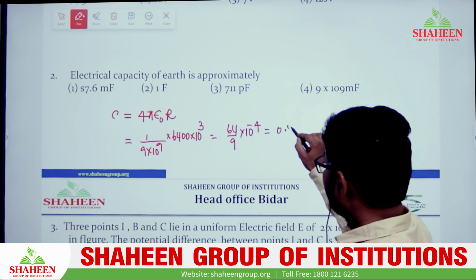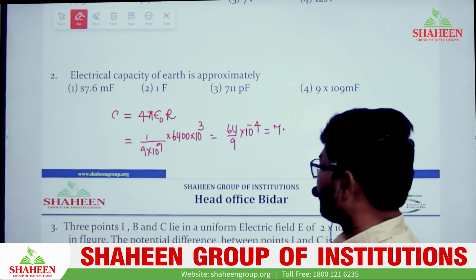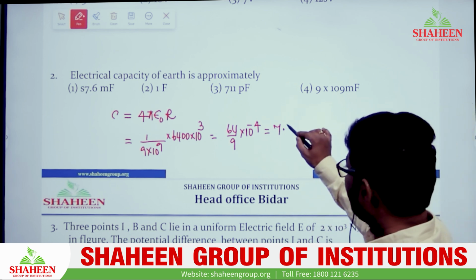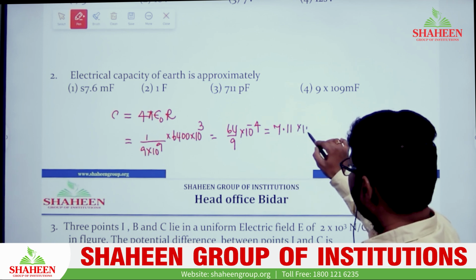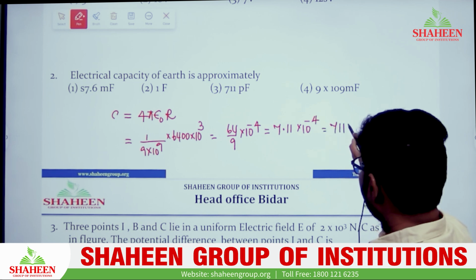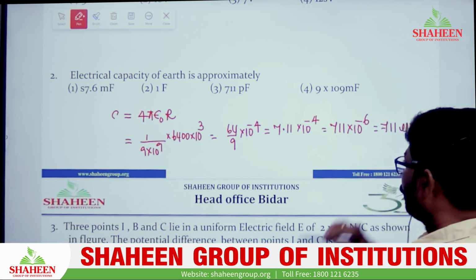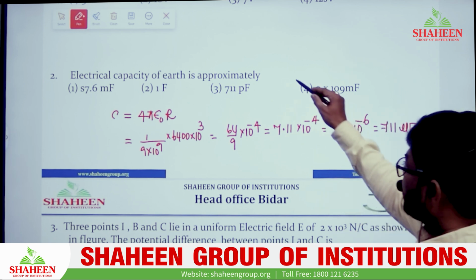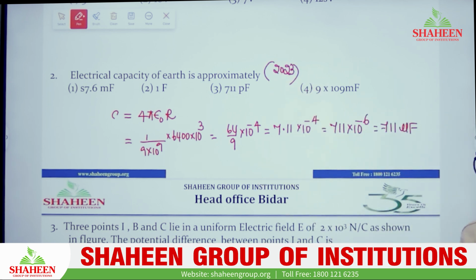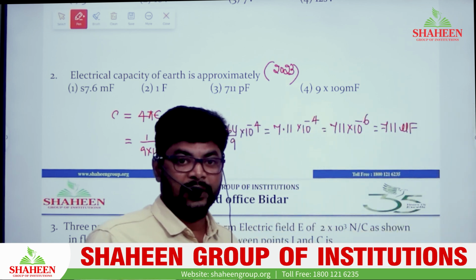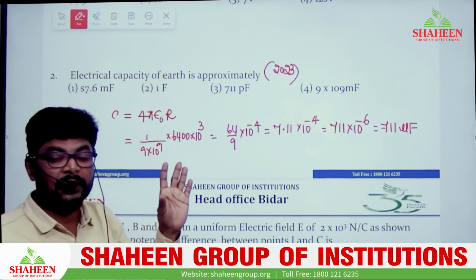64 by 9, you will get 0.711. Otherwise you do one thing, 9 7 ja 63, 7.11, 7.11 into 10 power minus 4. Shall we go for 711 into 10 power minus 6? 711 microfarad. It is also given in 2023 CUET examination. So this is the electrical capacity of the earth approximately.